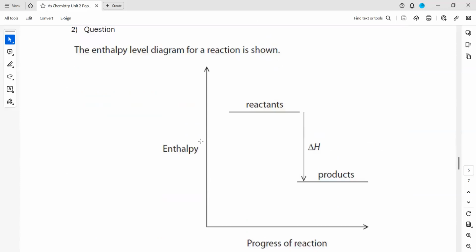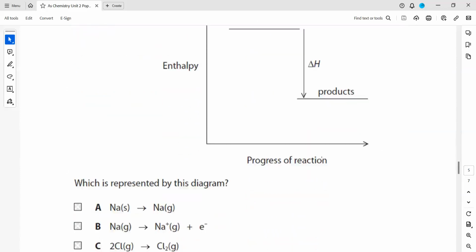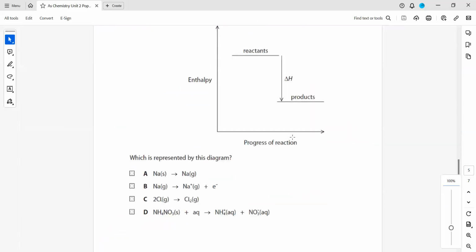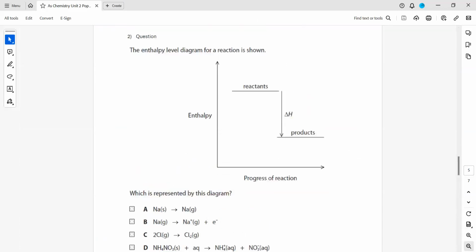In question 2, the enthalpy level diagram for a reaction is shown. So first thing, you will identify what type of reaction. Reactants have high energy and the product is having a low energy. So this will be an exothermic reaction.